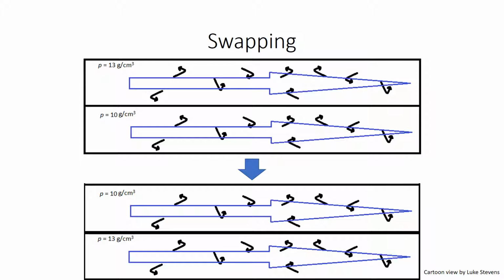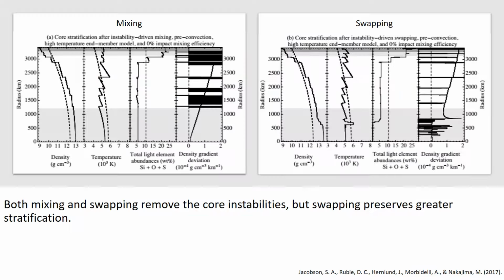This diagram shows swapping of two layers. Whenever these two layers swap, they simply exchange densities. Adjacent layers will continue to swap until you have a stable core stratification with lower density layers on top and higher density layers on bottom.